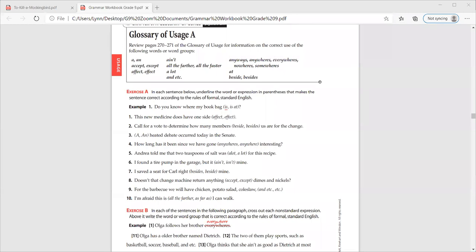Formal identifies usage that is appropriate in serious speaking and writing situations, such as if you give a speech or a presentation, or if you're writing an essay, you must use formal English. The label informal indicates standard usage common in conversation and in everyday writing, such as personal letters. For example, if you were writing a letter to, let's say, your grandmother or a relative or a friend, you don't necessarily have to write in formal English. You can write in everyday English that we use. In doing the exercises in this chapter, be sure to use only standard formal English.